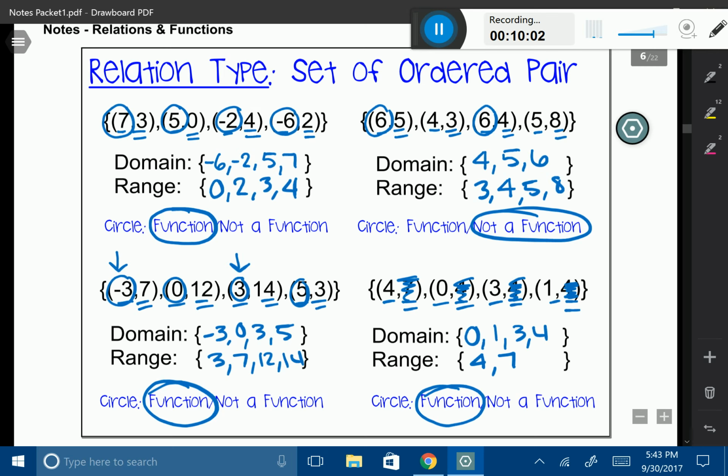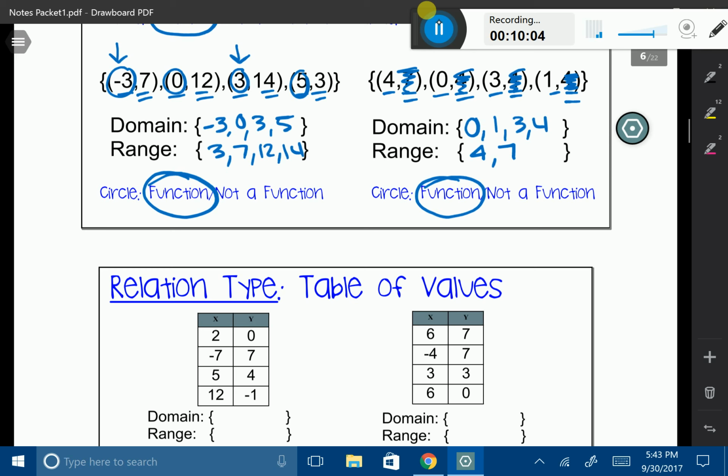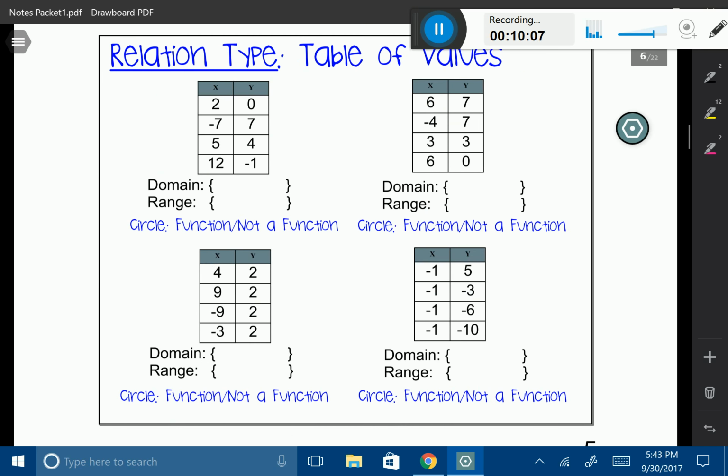All right, that was the first type of relation. Let's look at another type of relation. This type of relation is called a table of values. We've seen this already as we were graphing function rules in the last section. All right, so we have our nice table of values here with our x values and y values, and it makes the domain and range pretty easy because they're just those numbers.